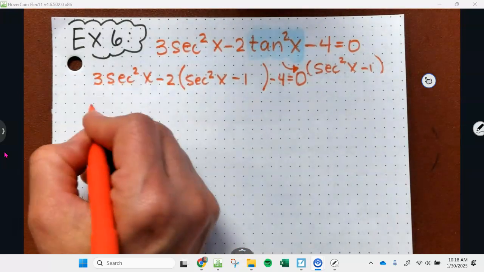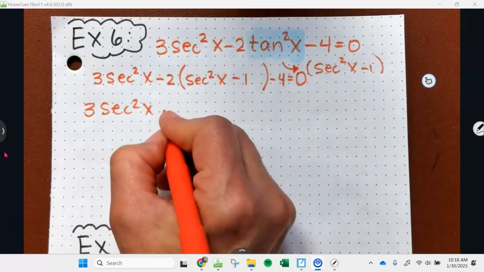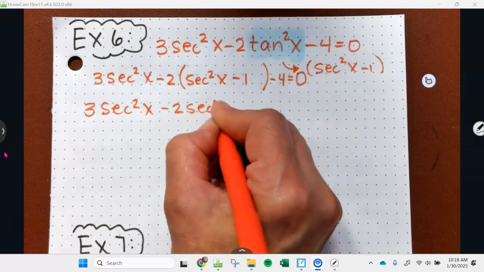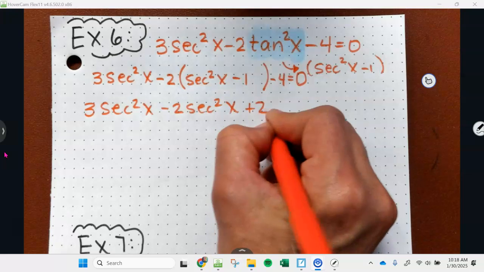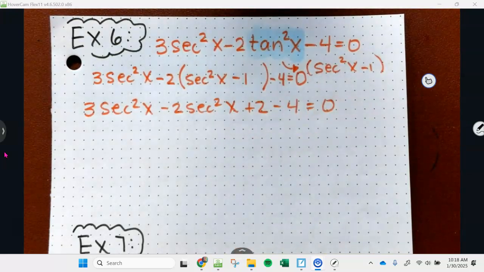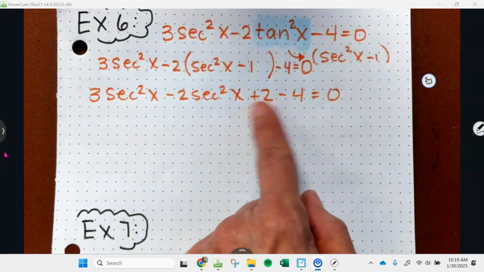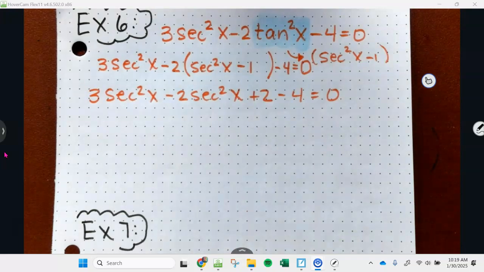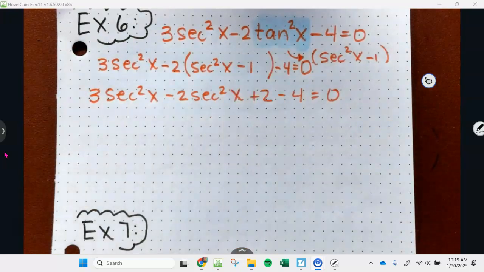All right, here we go. Still just bringing down the front, didn't mess with it. Negative 2 times secant squared x is negative 2 secant squared x. And negative 2 times negative 1 is positive 2. And then bringing the rest down. All right, cool. Look, I can combine the 2 and the 4, but is that all I can combine? Are these alike? Yeah, same trig function, same exponent. So we've got some cleaning up to do.